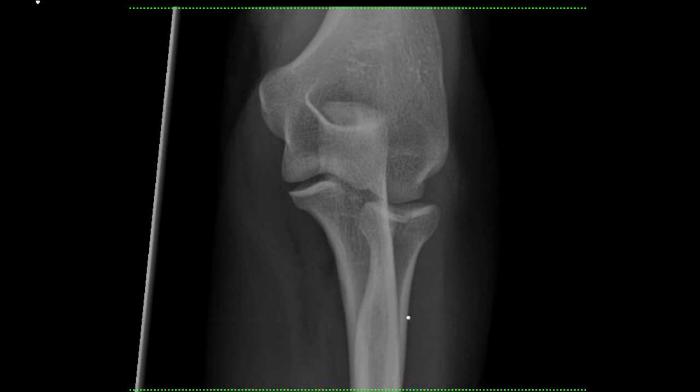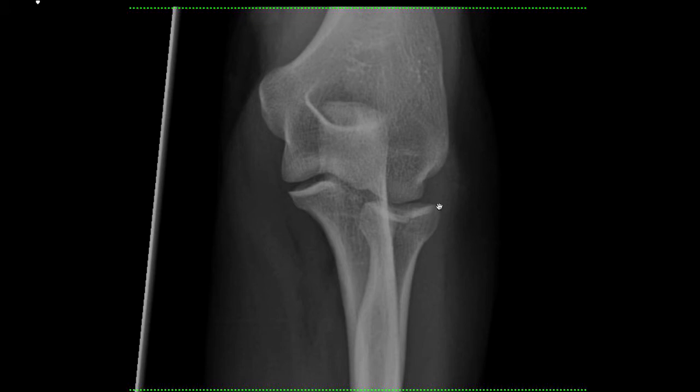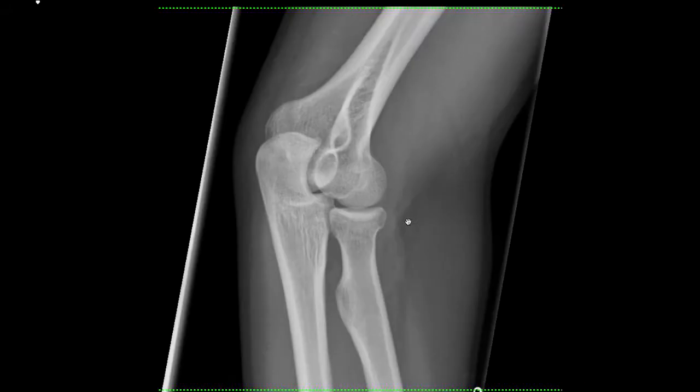Yes. Alright, so the most common fracture in adults is a fracture in the head of the radius. When you follow the cortex here, guys, please, you follow it and you notice that there is a disruption here. Fracture. Good job. Let's see what other angles we have.